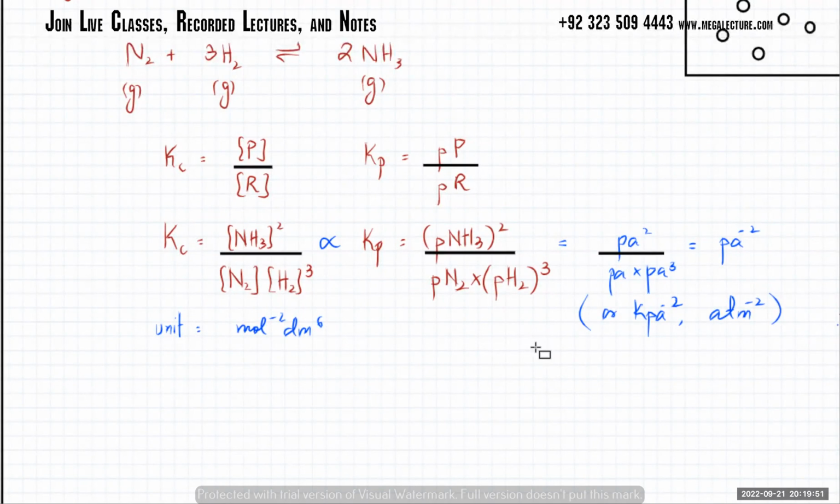Now you don't have to do any conversion. If the question is in pascals, just solve it in pascals. If it's in kilopascals, just solve it in kilopascals. If everything is in atmospheres, keep solving everything in atmospheres. You don't have to do any sort of conversion. Is that clear as well? Okay, the conversion will be kind of unnecessary.